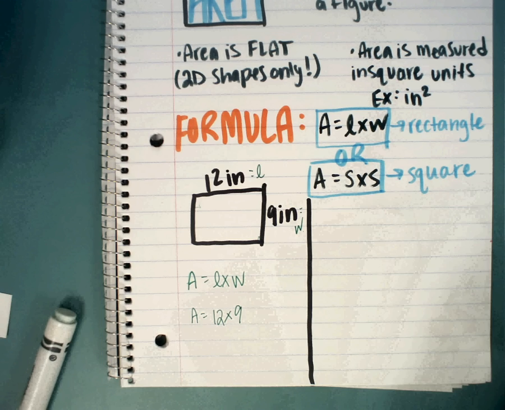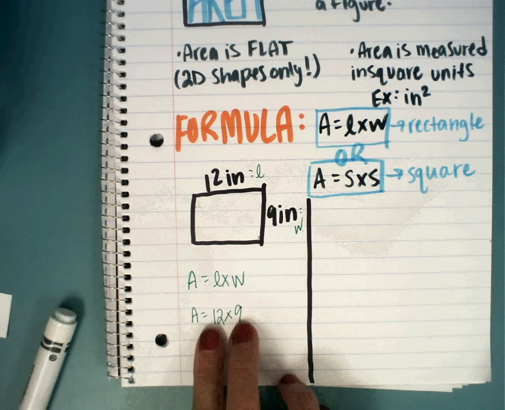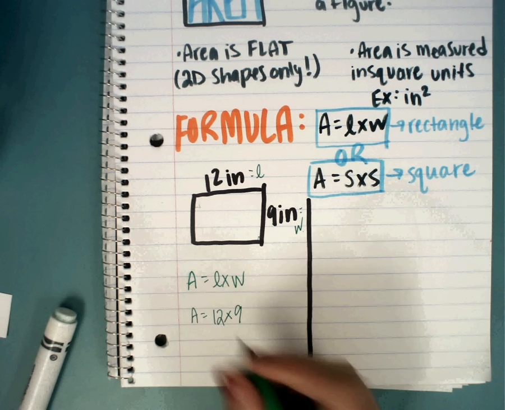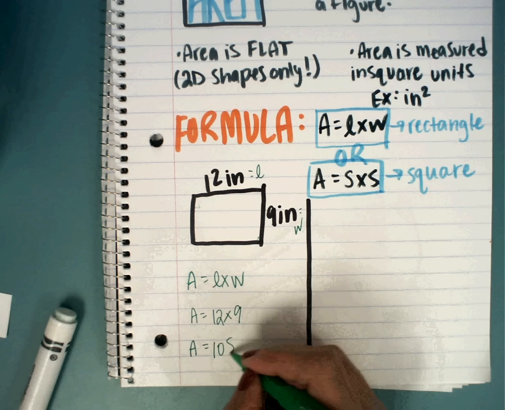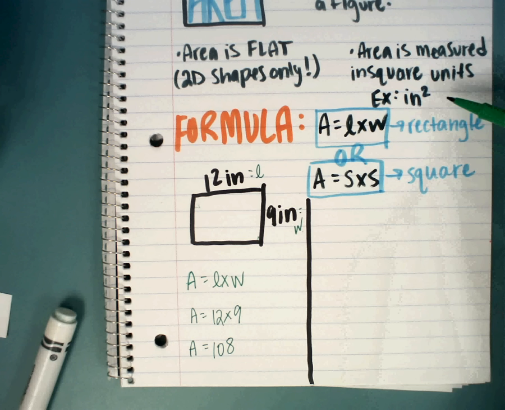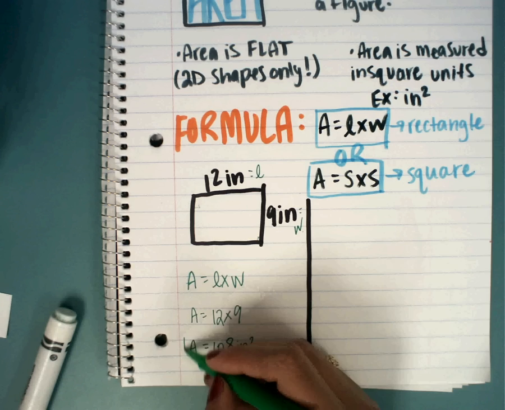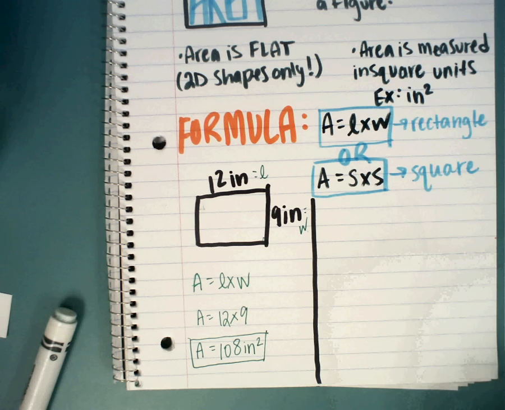Well, what's 12 times 9? If you don't know, I would do 9 times 10. What's 9 times 10? 90. What's 9 times 2? 18. What's 90 plus 18? 108. So it would be 108 what? What are our units? Remember what I told you up here. We're not rookies. Inches squared because we're dealing with area. Right? Right, Miss Hargrove? Okay. So that's how you calculate the area of a rectangle.